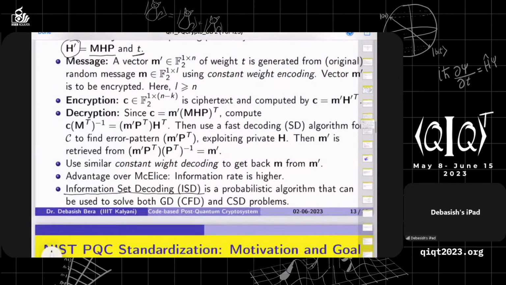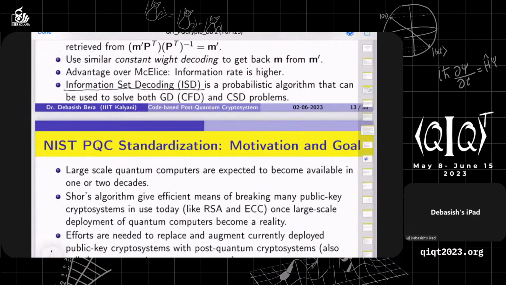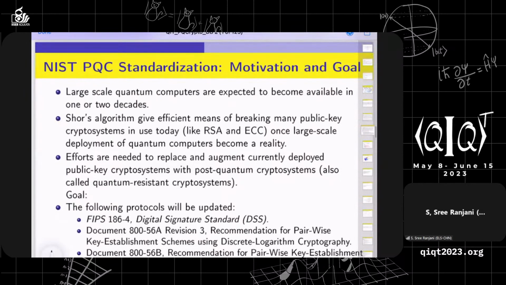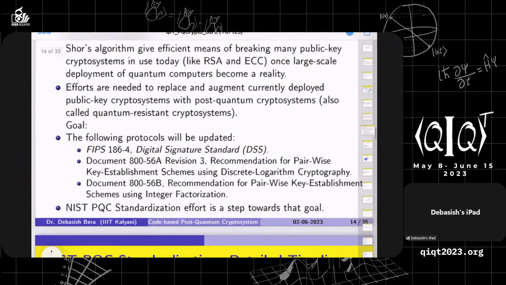Now I will just conclude this session with the NIST standardization process. Dr. Bera, sorry to interrupt. I think we have exceeded the time, so can you conclude fast? Yes, yes. I'll conclude within the next 2-3 minutes. Thank you. Okay, ma'am.